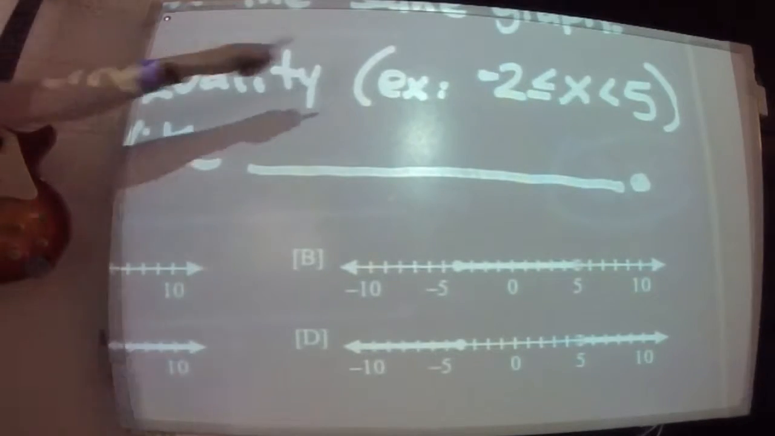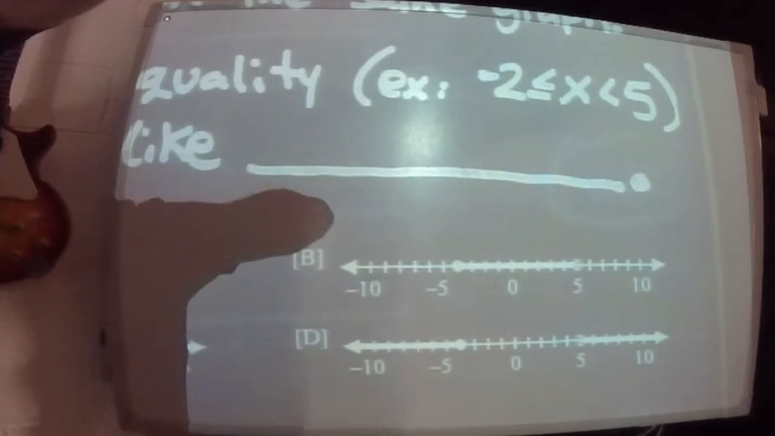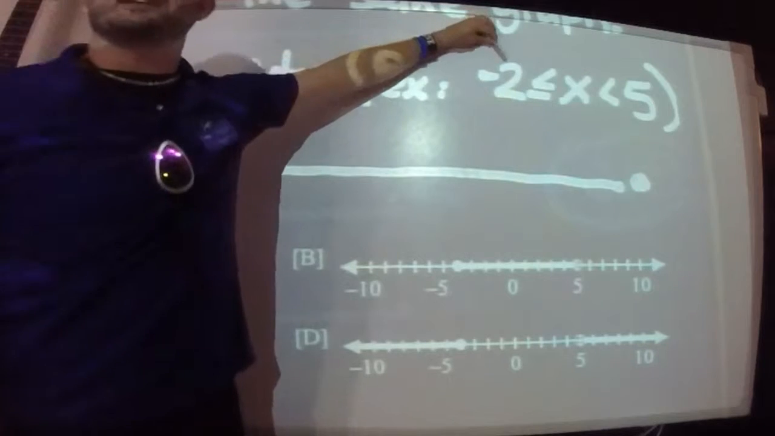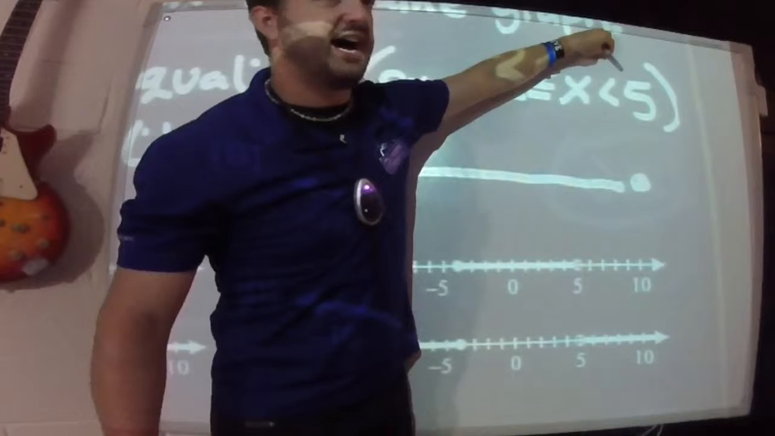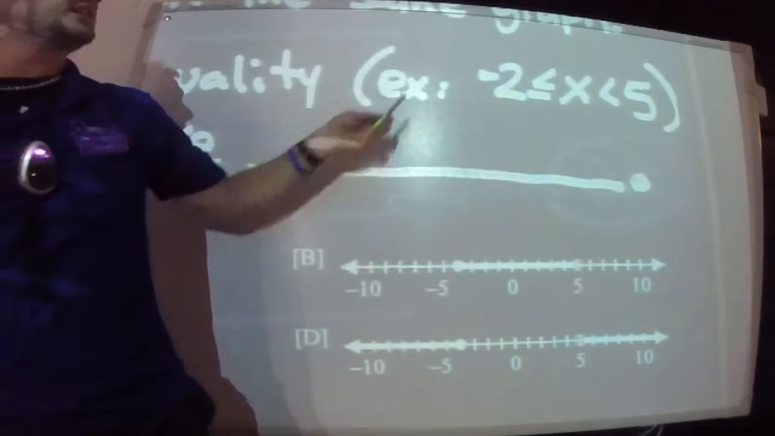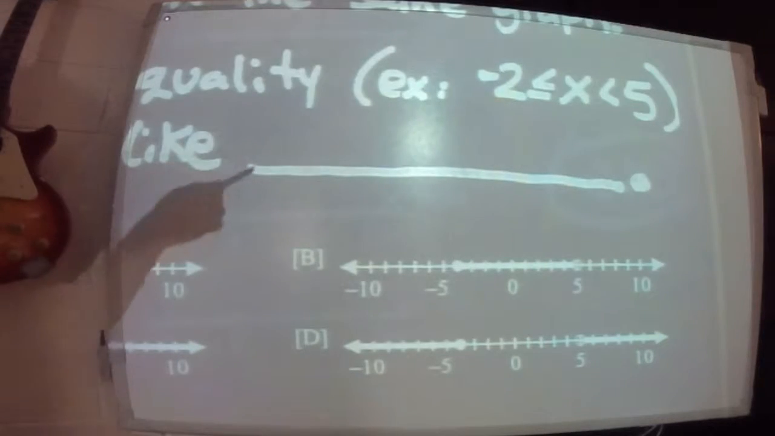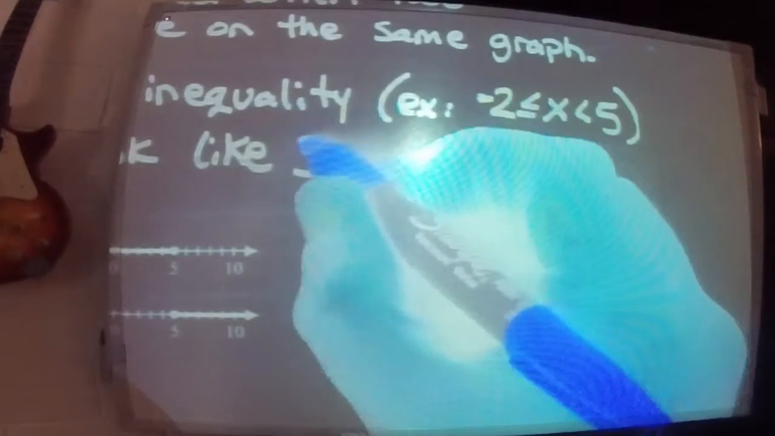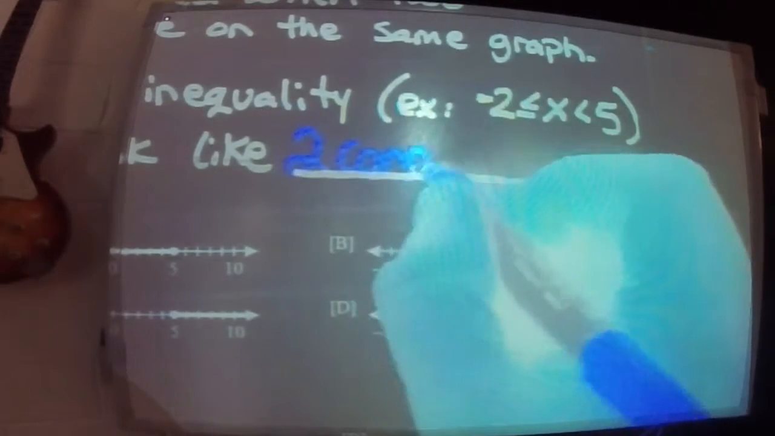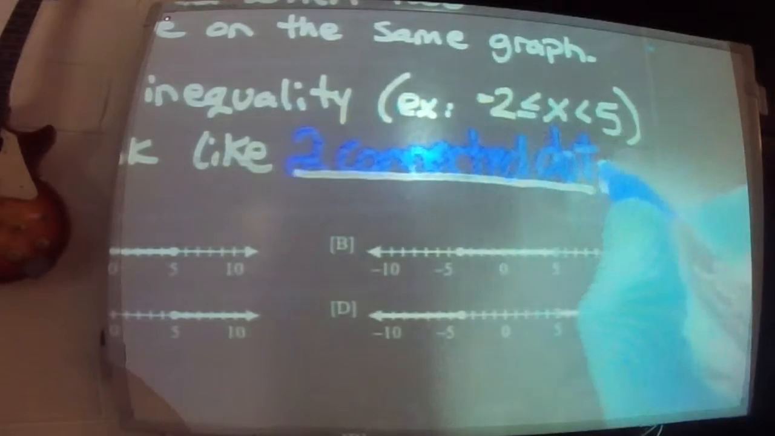Now the last thing here is sometimes you have what I call a three-headed monster. It looks like this. These things will look the same every time. They are always going to look like two connected dots. If you wanted to graph this, you put a solid dot at -2, you put an open dot at 5, and you connect those two dots. So three-headed monsters, or compound inequalities that look like three pieces, are always two connected dots, kind of like a barbell. You have two dots and they're connected.